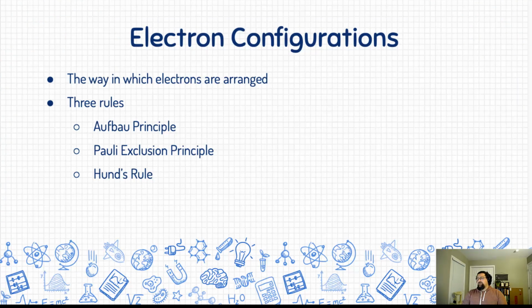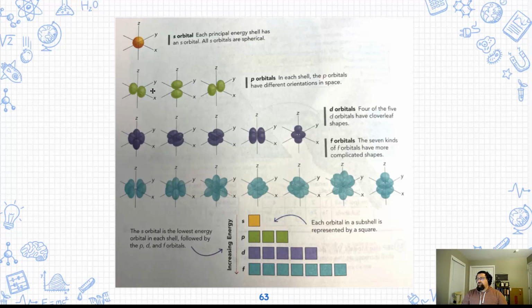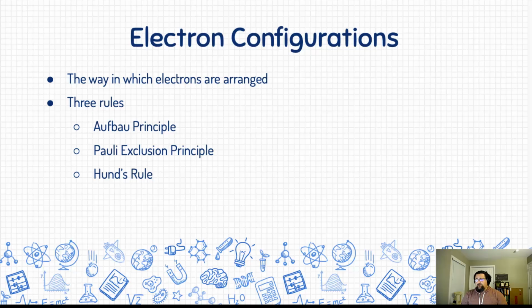But what we're really getting into here is electron configurations. And so electron configurations are just representations of how the electrons are arranged in all those different orbitals. Do they fall in the s or the p or the d? How do you determine which ones they go into? How do you know? Well, there are three rules about it. There's the Aufbau principle, the Pauli exclusion principle, and Hund's rule.